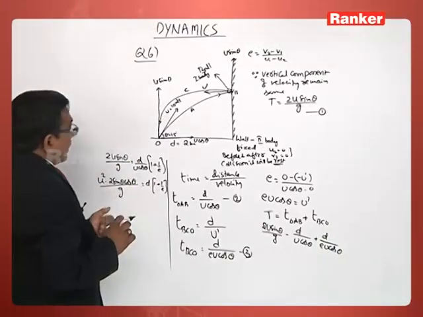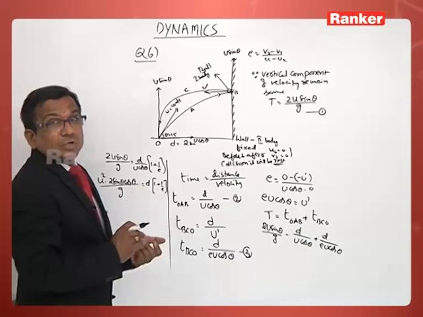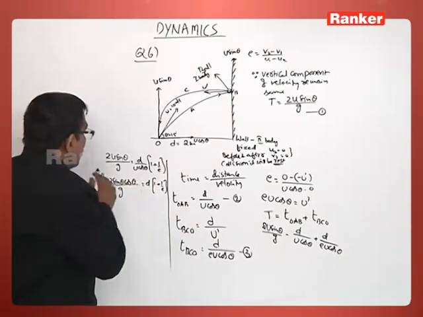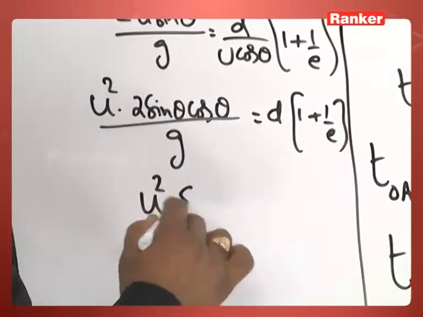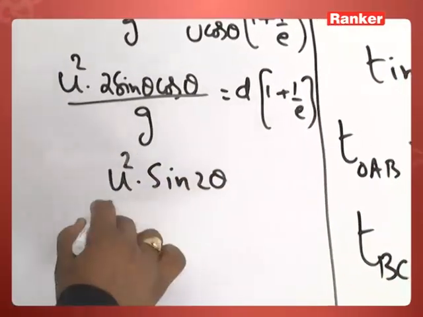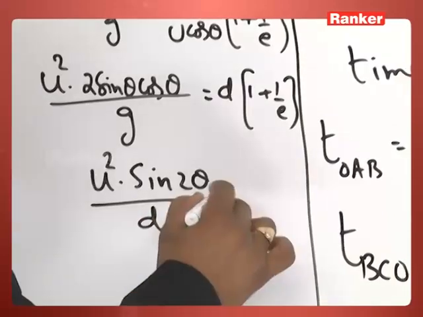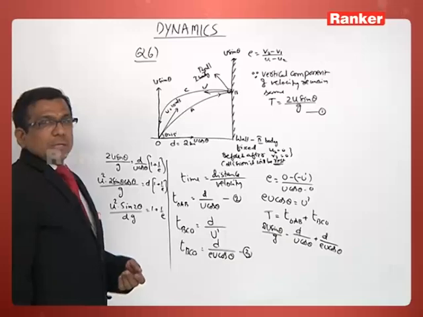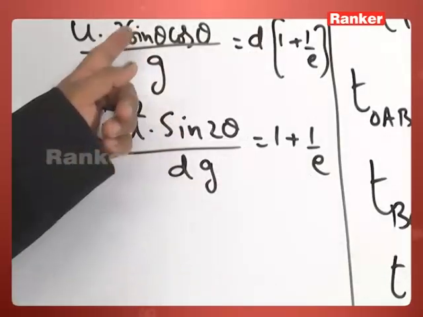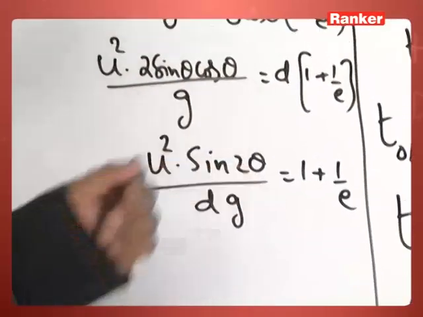But I want to calculate the coefficient of restitution, E. So how do you get this? I can write u squared sin 2θ by dg as 1 plus 1 by E. Now substitute the values, you will get the answer. Because 2 sin θ cos θ is sin 2θ.